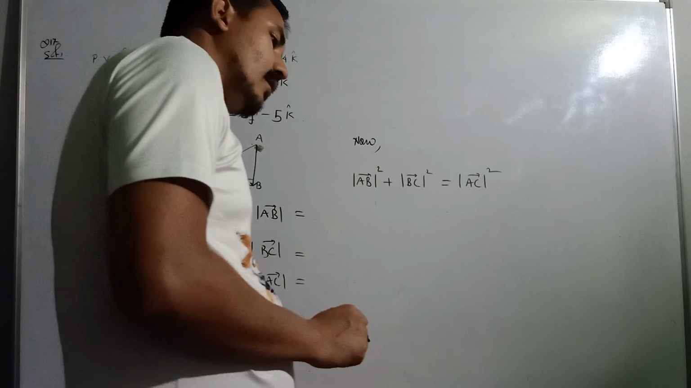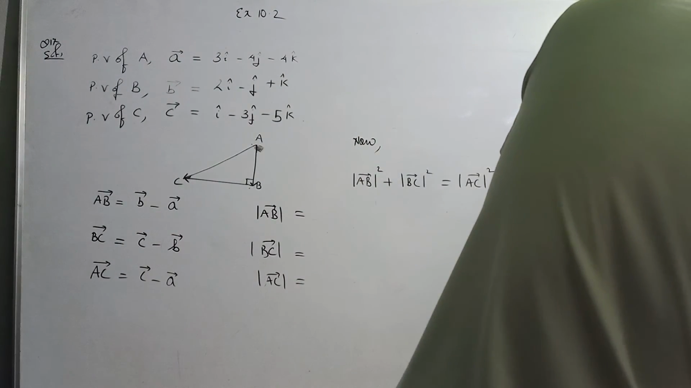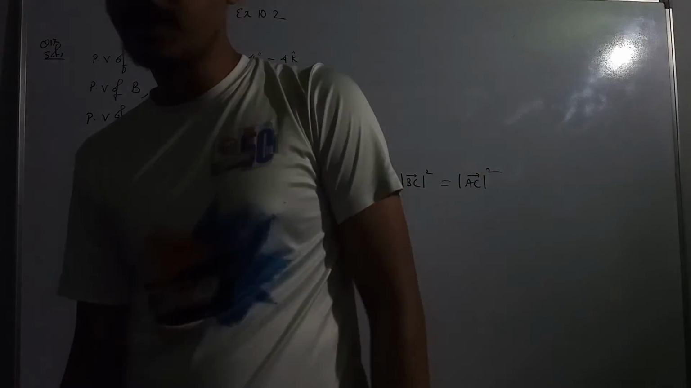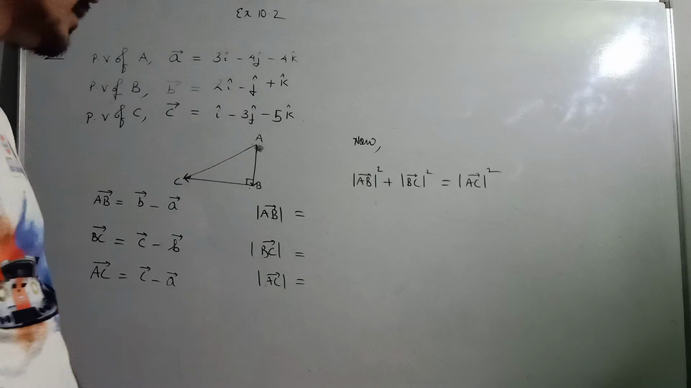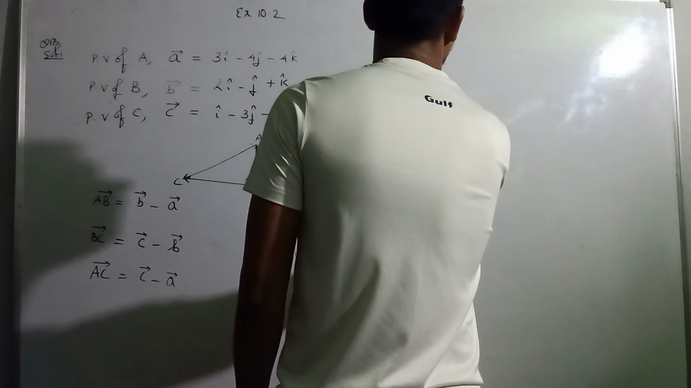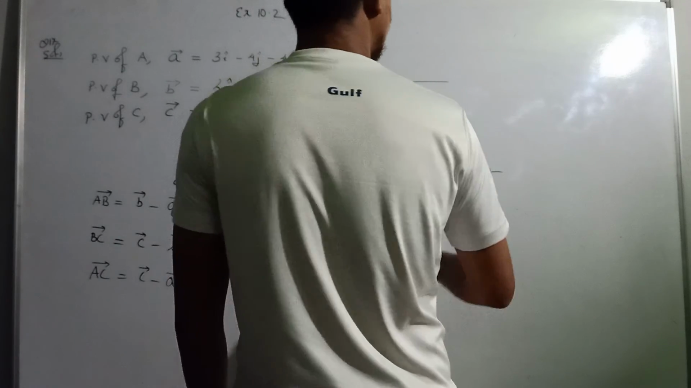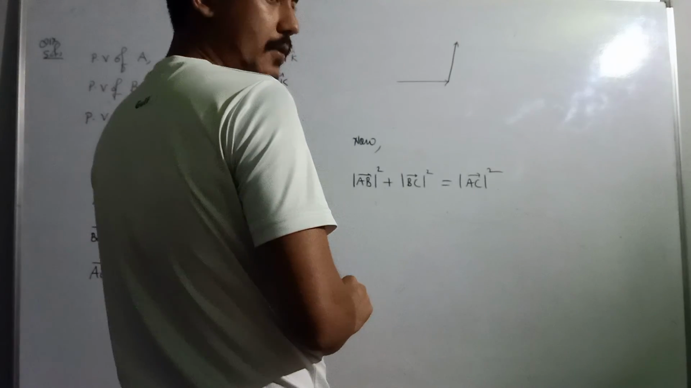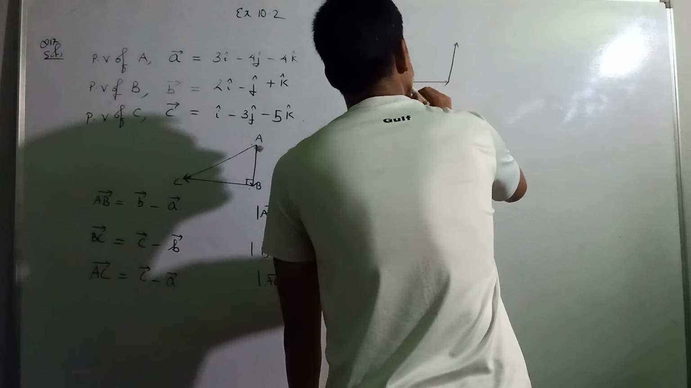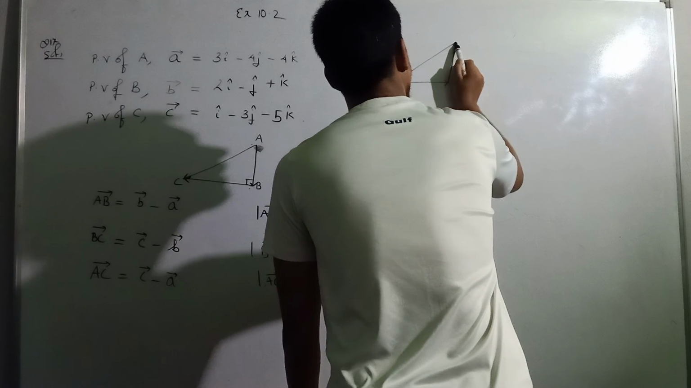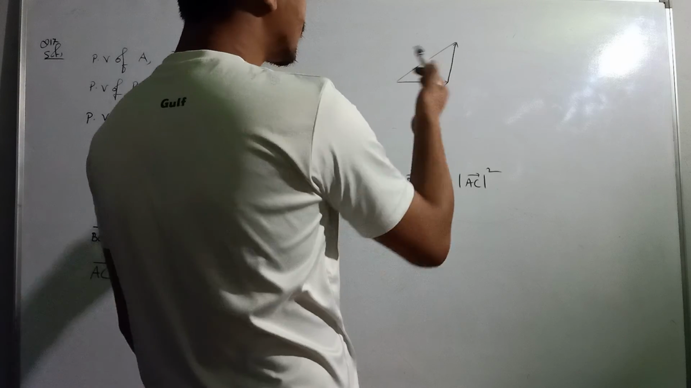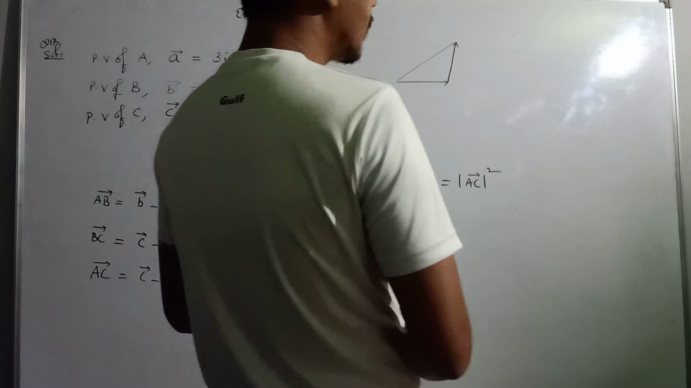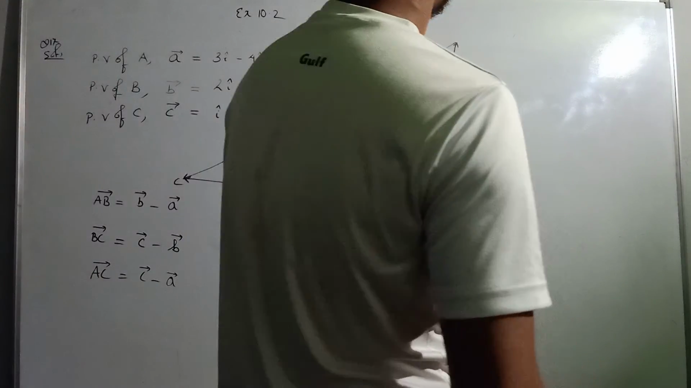Yes. What else? Right triangle, which of the following is not true? Oh, not true. Which of the following is not true? Okay, you can see to it. It should satisfy the triangular law of vector addition. What was the triangular law of vector addition? If two sides of a triangle are represented by two vectors taken in the same order, then the third side is given by what?